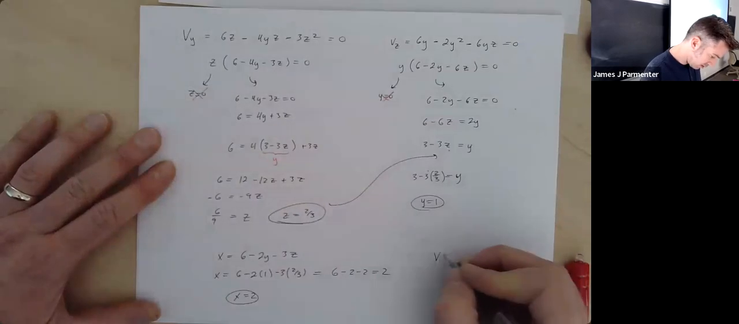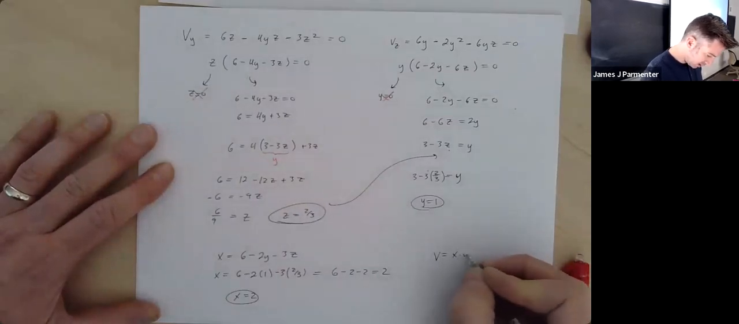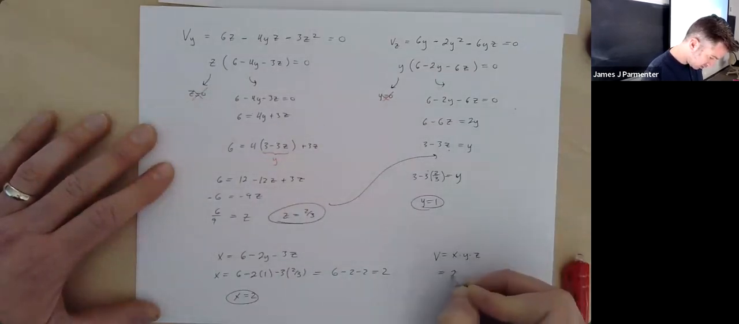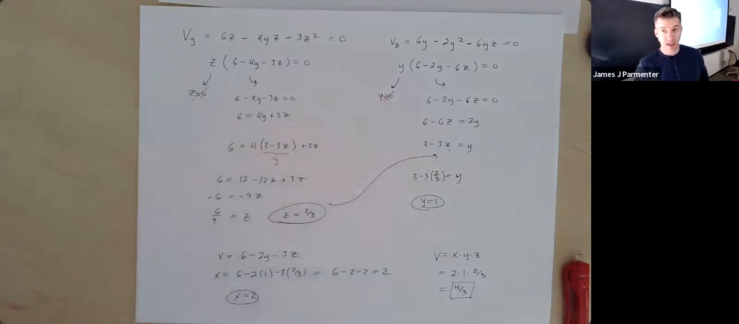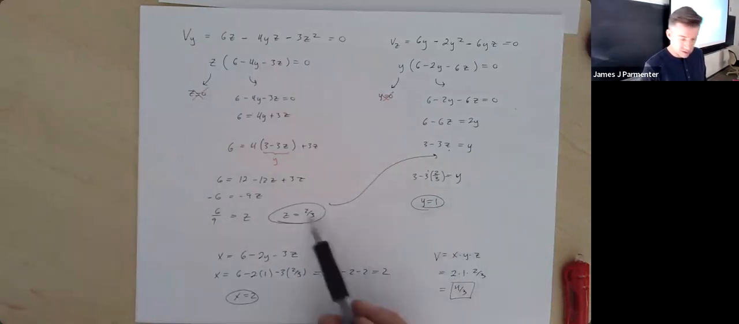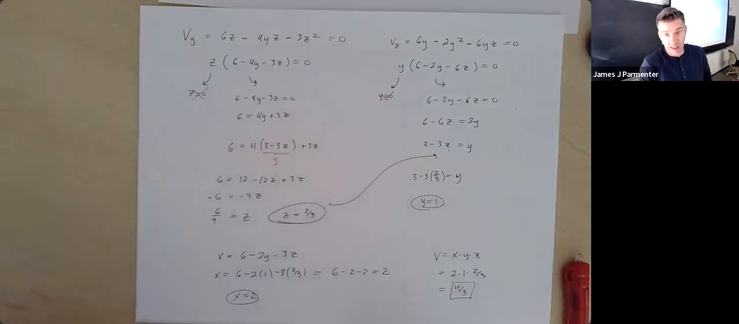So the volume is going to be x times y times z, which is 2 times 1 times 2/3, which is 4/3. I should point out, sometimes a question like this will ask you for the dimensions. And so the dimensions, say the dimensions were inches, would be 2 inches by 1 inch by 2/3 inches. Sometimes they ask for the maximum volume, which is 4/3.